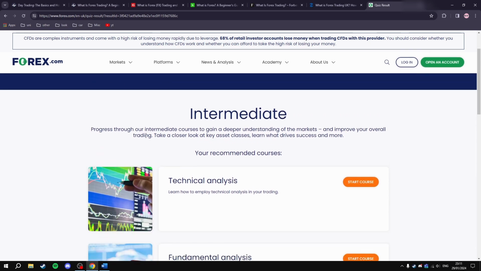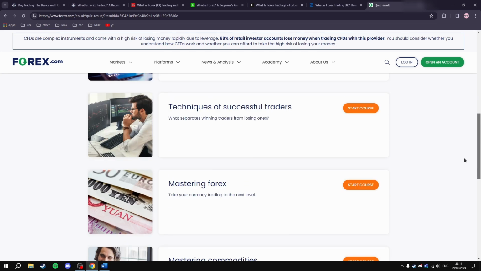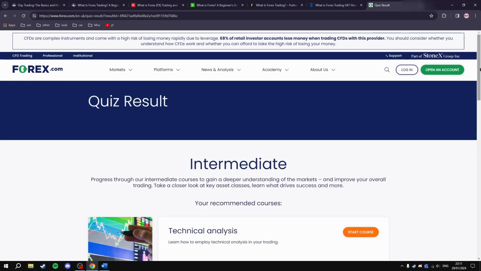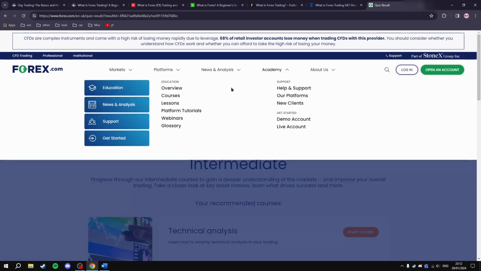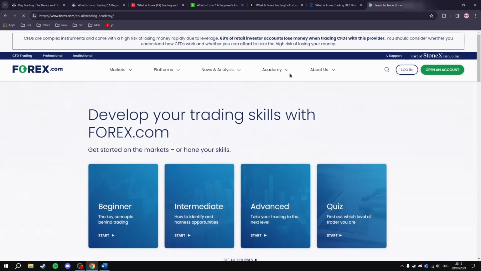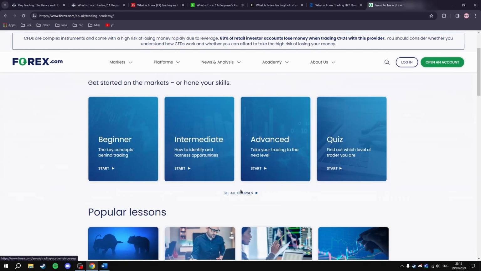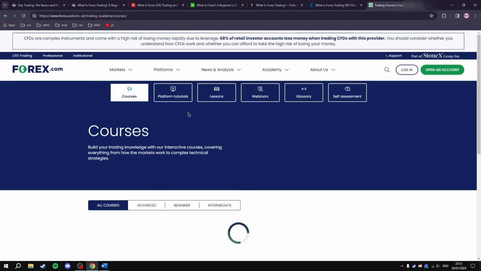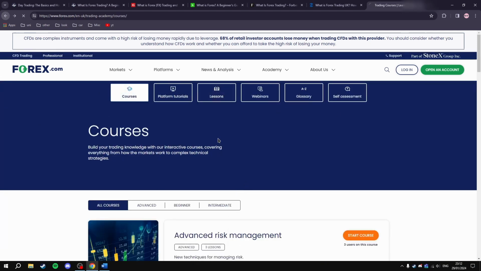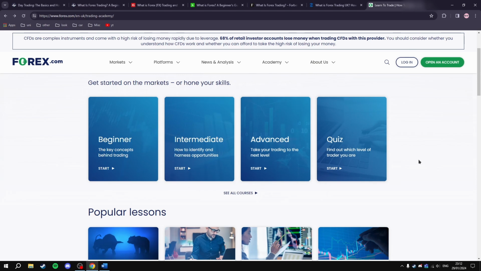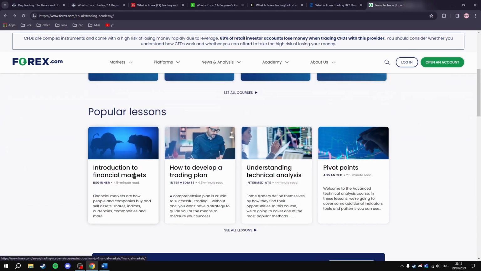Quiz result: intermediate. Progress through the intermediate course to gain a deeper understanding of the markets. It recommends courses. Oh yeah, we've done that already. Right, okay, so let's go back to overview. Oh, actually, let's work through these tabs. Okay, I think we've just done all this, haven't we? Yep. So we've gone through this. Yep, we've done that. Popular lessons.